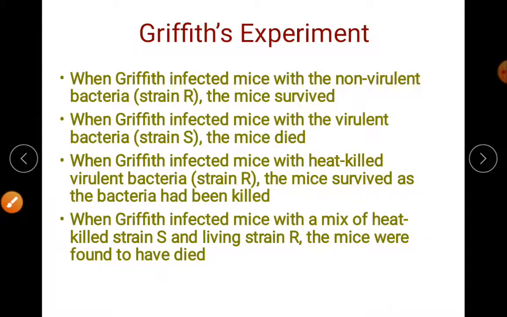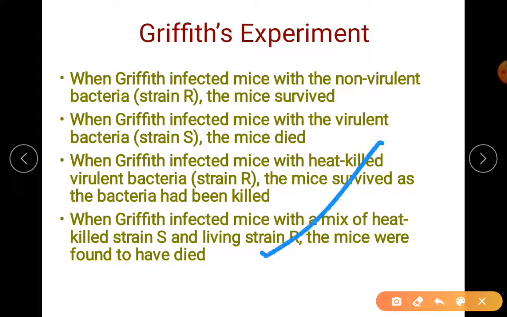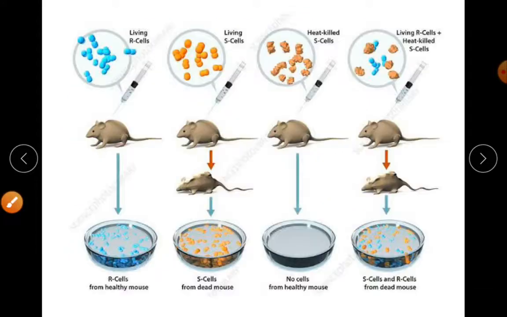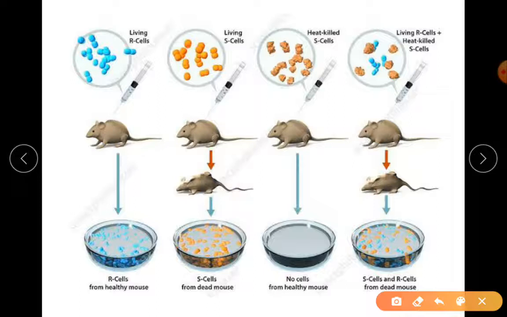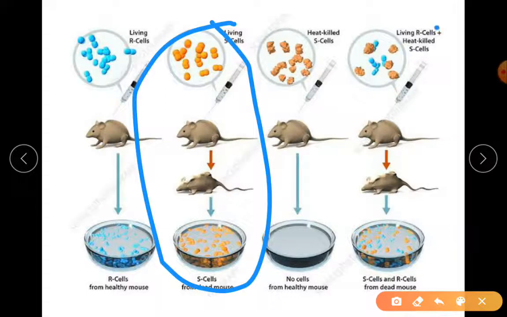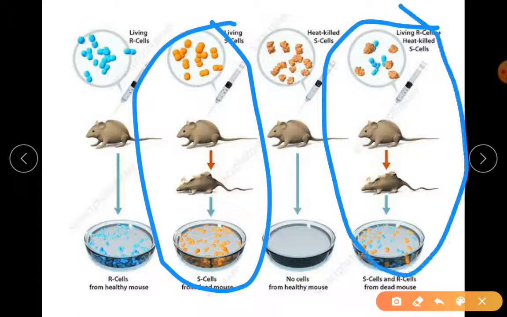How did it happen? This is the experiment I have written. Please note, in exam time you are not supposed to draw all this rat, the injection and the cells. It is only for your idea to get the concept. What we are showing here is that S was virulent, but when it was heat killed and added to the R strain, the mouse died.